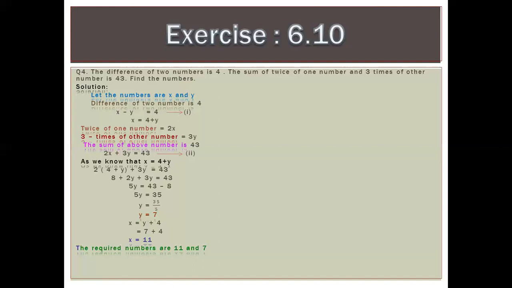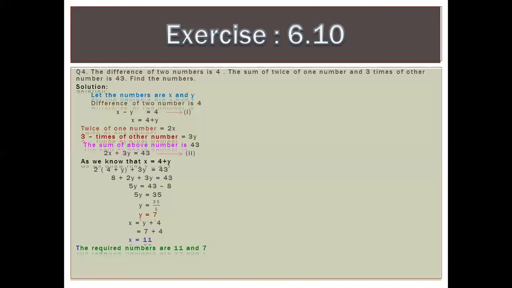Again, the same rule of equation we will apply here. We write the constant term to the right side and the variable to the left. 2y plus 3y is 5y, equal to 43, and when we shift 8 to the other side, it will be minus 8. 5y is equal to 43 minus 8. 5y is equal to 35. Now you can find the value of y.